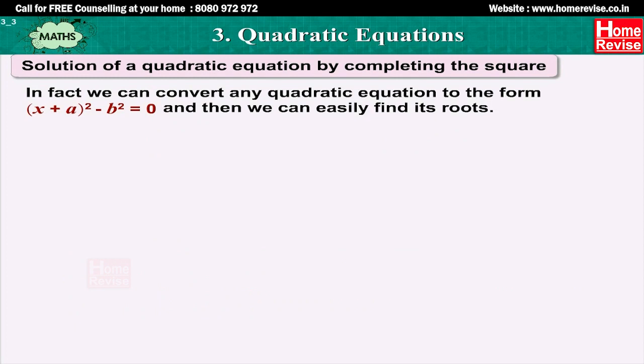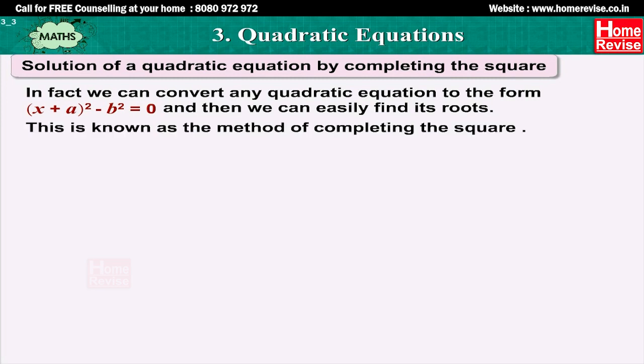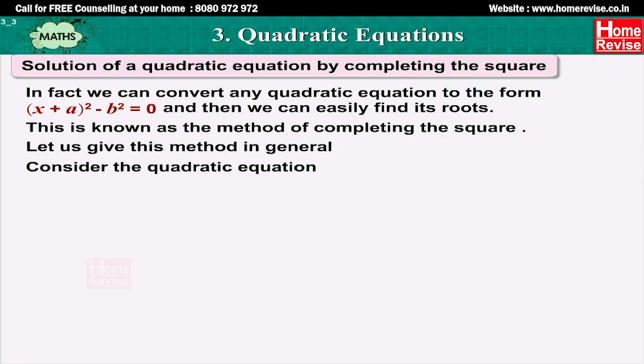In fact, we can convert any quadratic equation to the form (x plus a) the whole squared minus b squared is equal to 0, and then we can easily find its roots. This is known as the method of completing the square. Let us give this method in general. Consider the quadratic equation ax squared plus bx plus c is equal to 0, where a is not equal to 0.